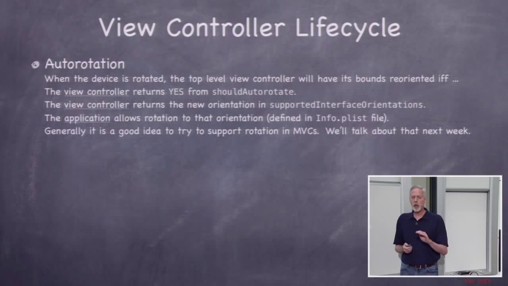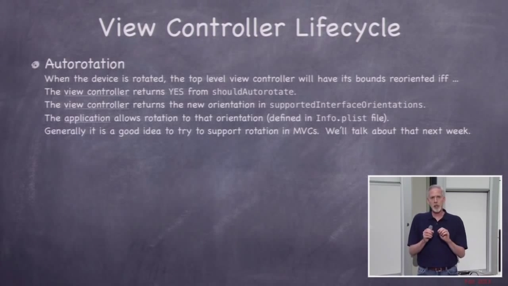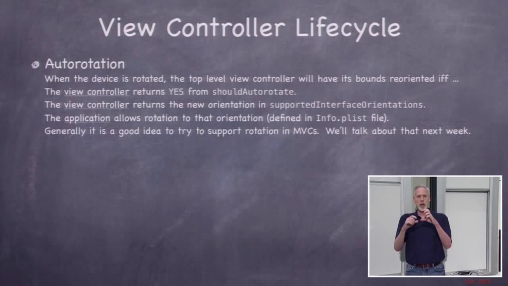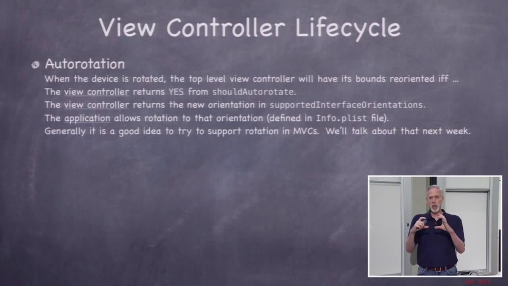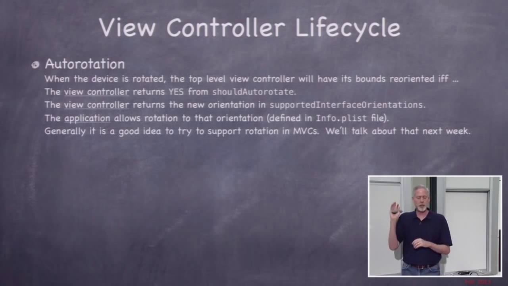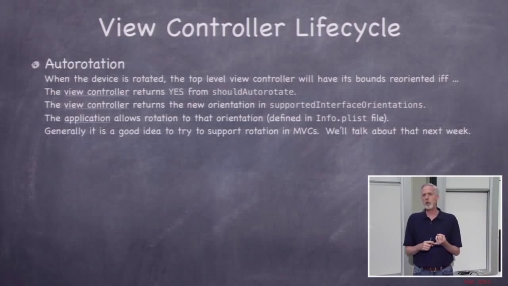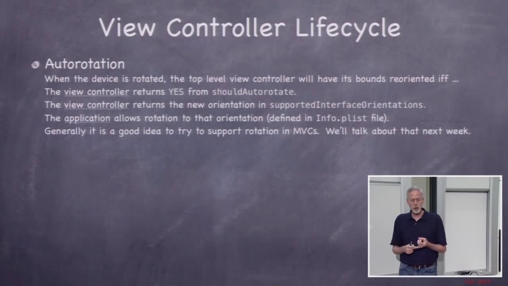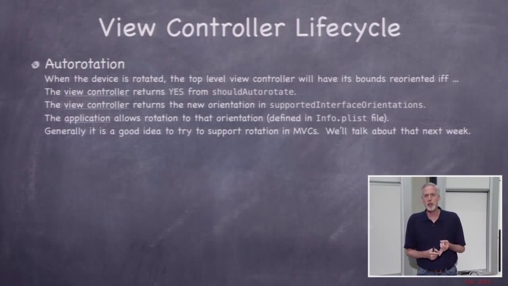So I want to talk a little more about auto rotation. This is the thing where you turn the phone and your geometry automatically gets changed. That automatic change to the new geometry only happens if these conditions are true. Your view controller has to return yes from should auto rotate, which is the default. Your view controller has to return that new orientation from supported interface orientations.